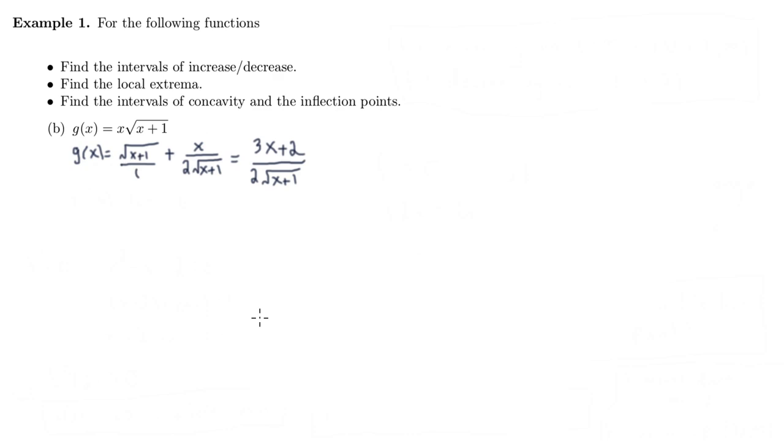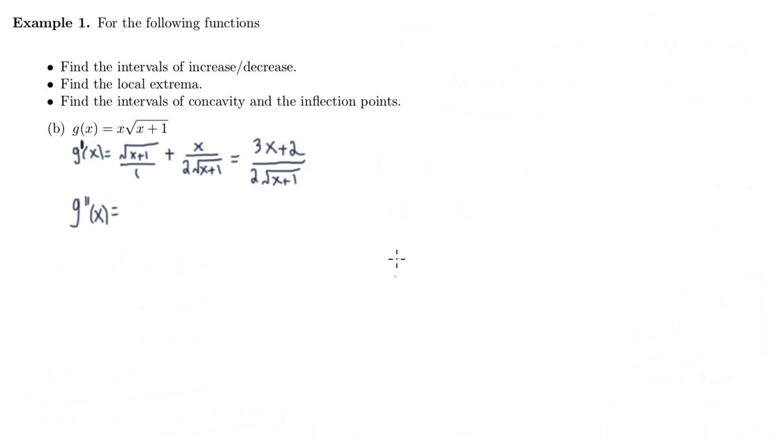Now we need to take the second derivative. So this is g prime, and we need to take the second derivative, which involves doing the quotient rule. Just to save space, I'm going to do some scratch work over here and then I'll erase it and just put the answer. So we need to do low d high minus high d low over low squared.